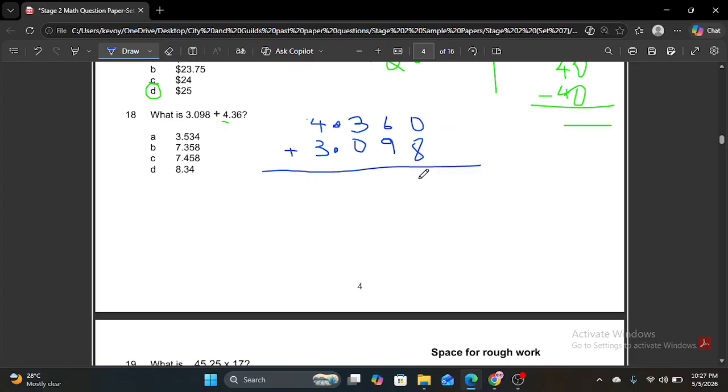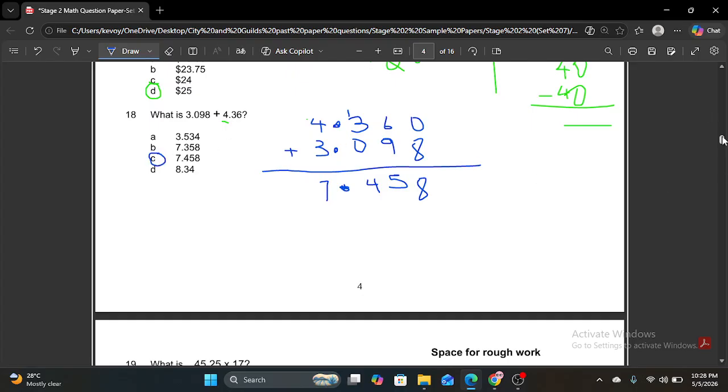So 0 plus 8 is 8. 6 plus 9 is 15. 1 plus 3 is 4. Point right there. Point what? 3 plus 4 is 7. And that's the answer. So 7.458. So let's see if it's right here. Yeah, C.